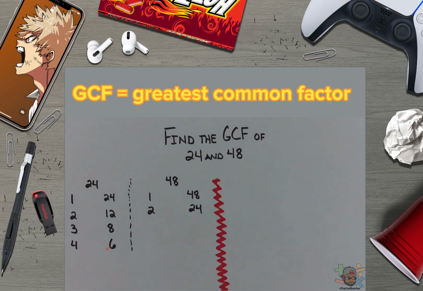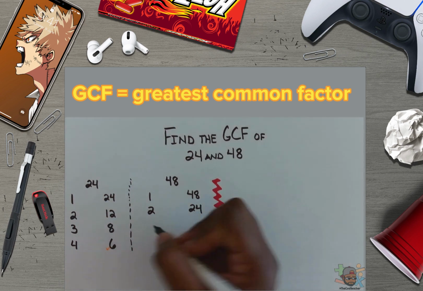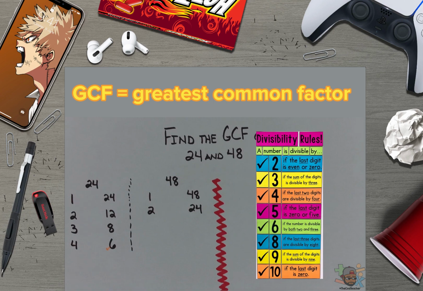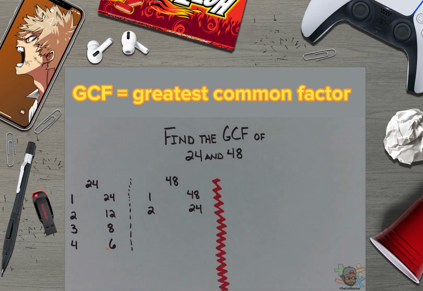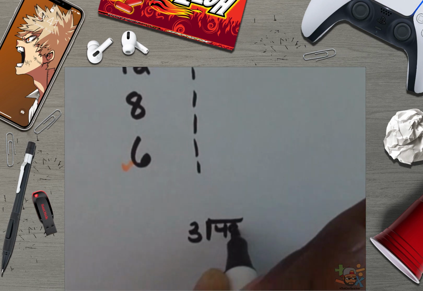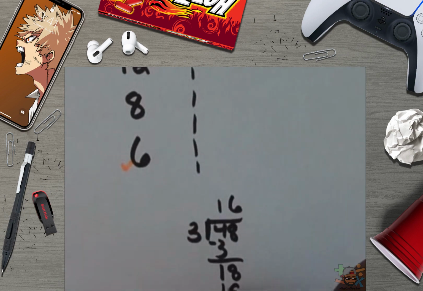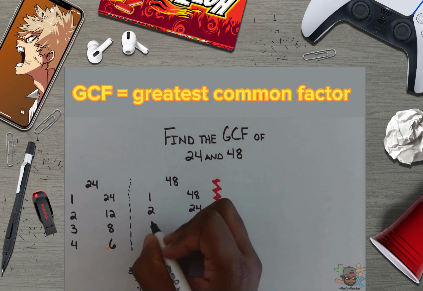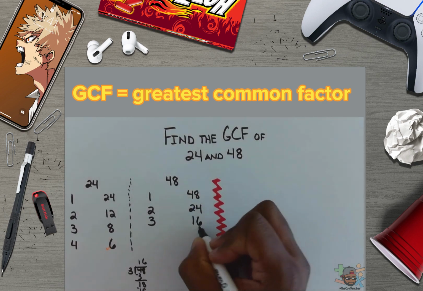Now 3, does 3 times anything give me 48? Well, when I look at it, I don't really see 48 on the 3 times table. This is where you can use your divisibility rules, and if you need to know how to use the divisibility rules, I'll link that above. Or you can just straight up divide it to see if it works. So I'm gonna come down here and divide it and see if that works. So yes, it does go in. 3 goes into 48 16 times. So I'll put 3 and 16.